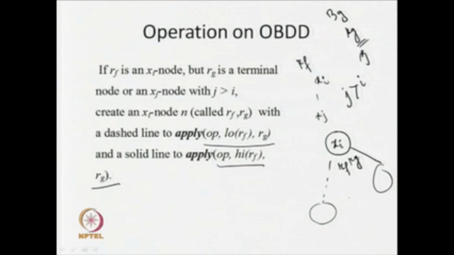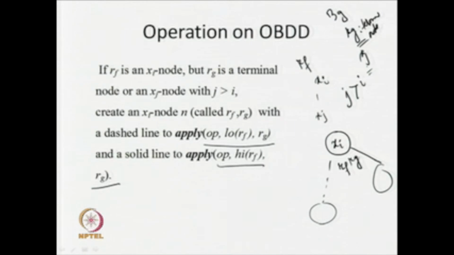So, here RF is an xi node, but RG is a terminal node or it is an xj node. Here I am talking about it is an xj node, j is greater than i, or it may happen that RG may be your terminal node also, then the treatment will be the same. We will see in that case what we are going to do.